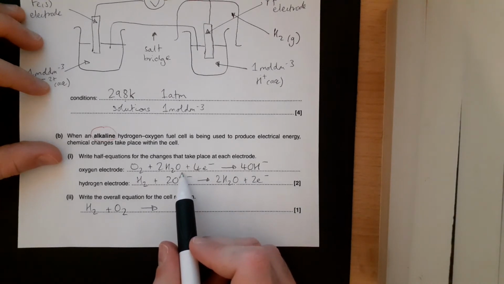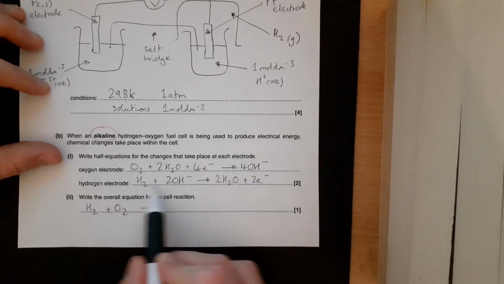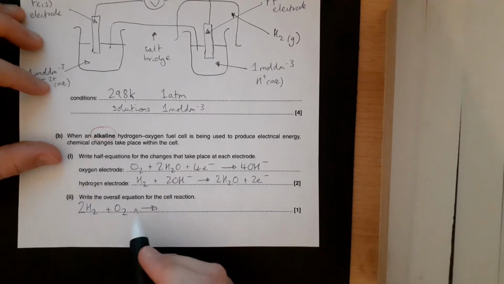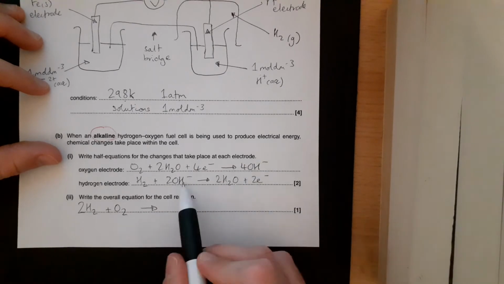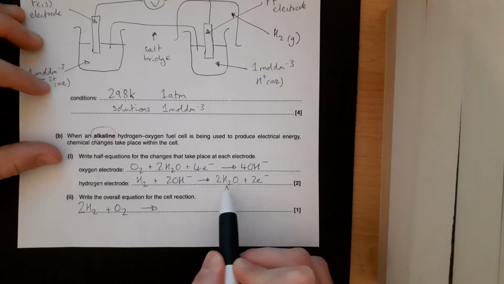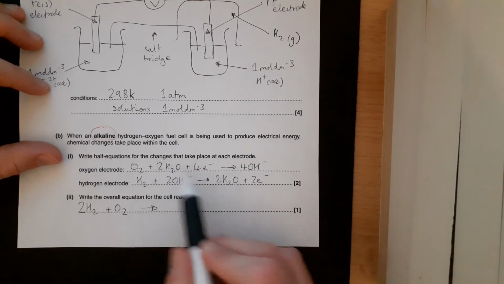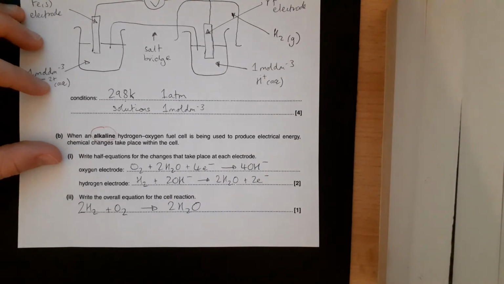So, I've multiplied this equation by 2 as well, haven't I? So I should have 2H2. And then here the 4OH minuses would cancel out. The electrons would obviously cancel out. And I'd end up with 4H2O on this side, but I'd have 2H2O on that side, so I'd have a net 2H2O here. Okay, and you should find that's a balanced equation.